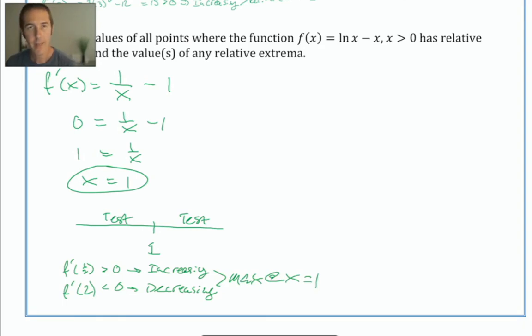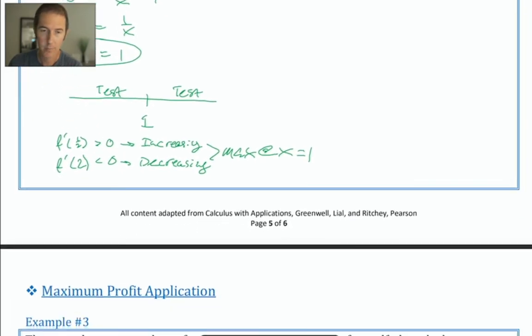What is that maximum value? I'll leave it up to you to take x equals 1 and plug it back into your original function. I'll give you a hint, the answer is negative.